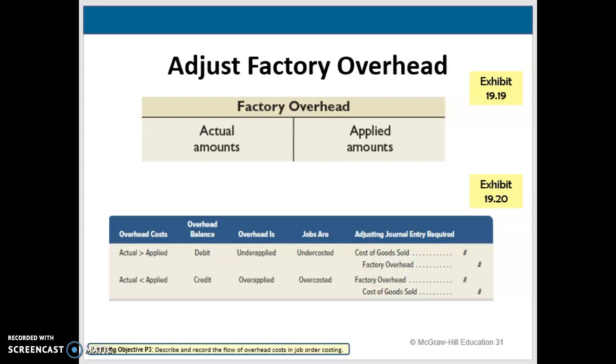So here we can see the adjustment that we're going to do for applied versus actual factory overhead. When we're applying it, we're putting it as a credit to factory overhead. When we have the actual amounts, we're debiting factory overhead. So if the actual is greater than the applied, then we're going to have a debit balance, and that means that we've underapplied our factory overhead. We have to do a journal entry by debiting cost of goods sold and crediting factory overhead. If the actual is less than applied, then we're going to have a credit in that factory overhead balance. That means we've overapplied it, and we have to do the entry as a debit to factory overhead and a credit to cost of goods sold. So that's how we're going to rectify those differences.